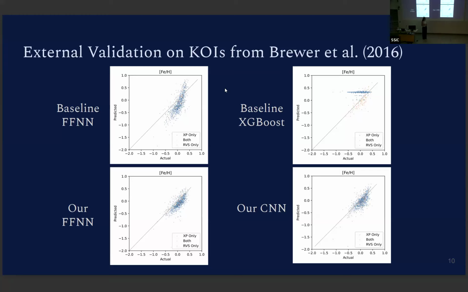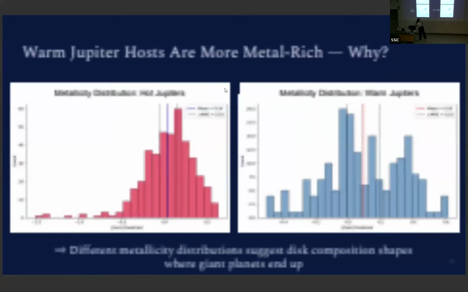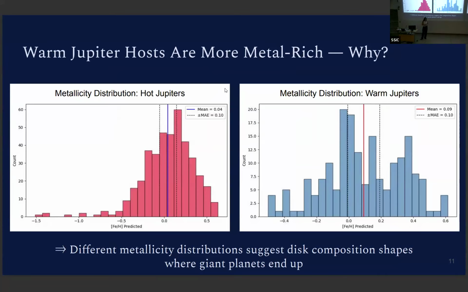Specifically, the CNN, it's not a huge difference, but it's there. And you can see that the CNN did perform just slightly better than the feed-forward one, which is what I like to see. Then getting into the actual results that I pulled from this, here are the metallicity distributions of hot and warm Jupiters. And as you can see, on average, the warm Jupiters seem to have a higher metallicity, but more specifically, they have a wider distribution of values, which is very interesting.